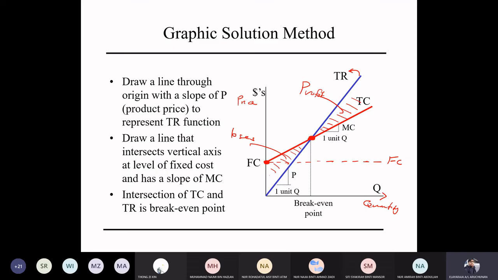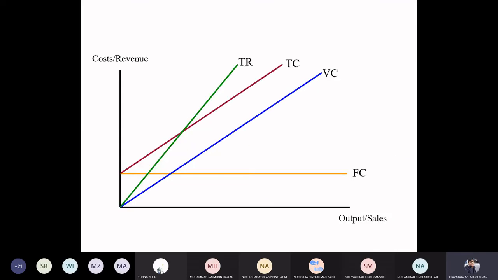Now take a look at this graph. We have the total revenue, the green one, starting from the zero value. The output represents the output quantities, and this is our price or revenue, which will be calculated in dollars or maybe RM. Now we do the analysis.